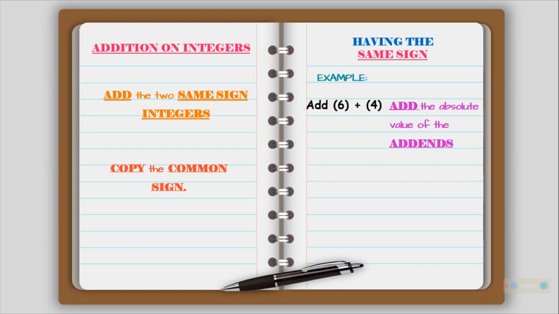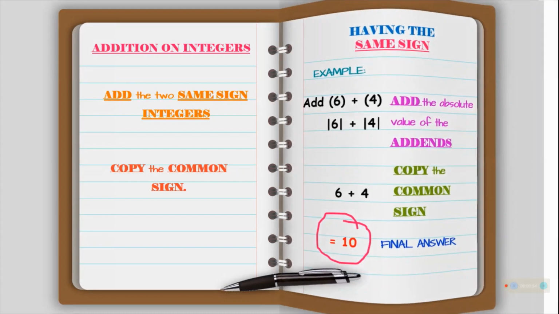So, example, add positive 6 plus positive 4. So, add the absolute value of the addend. So, the absolute value of 6 and 4 is positive 6 and positive 4. So, 6 plus 4 is equal to 10. Then, their sign is positive. So, the answer is also positive. So, 6 plus 4 is equal to 10. That will be the final answer.